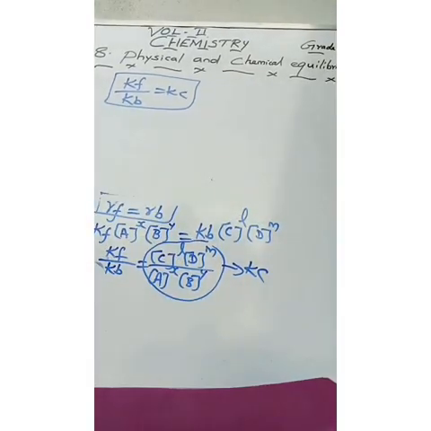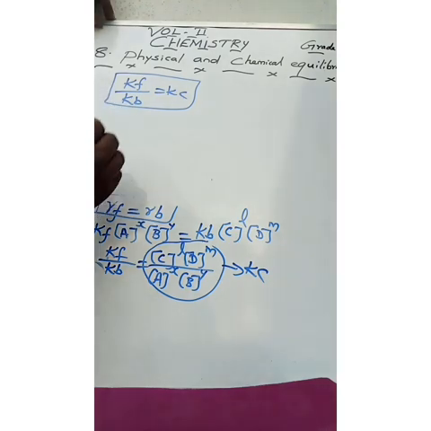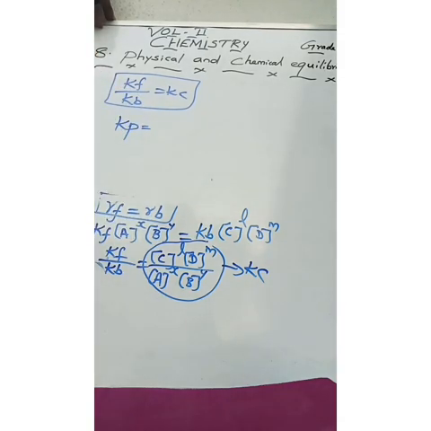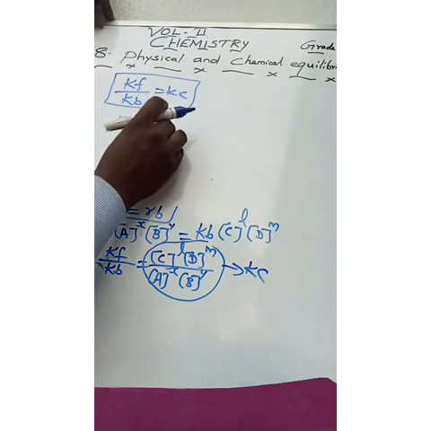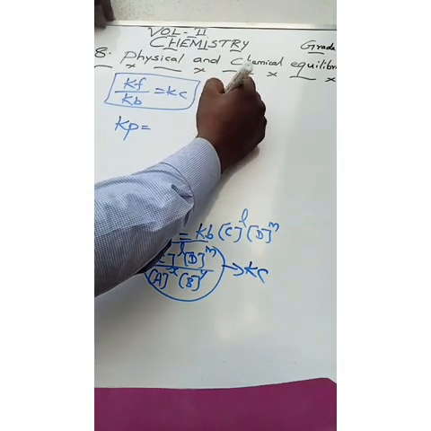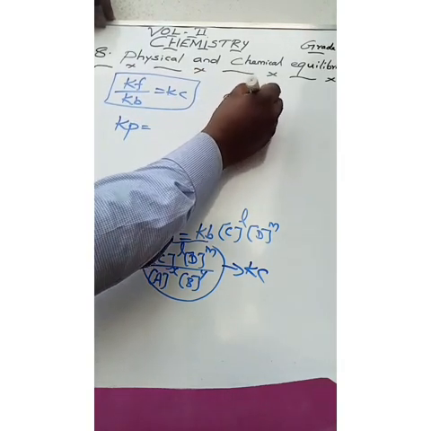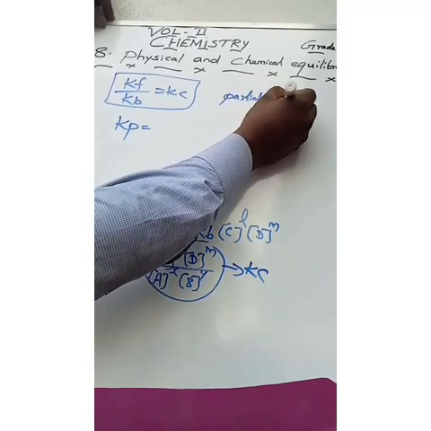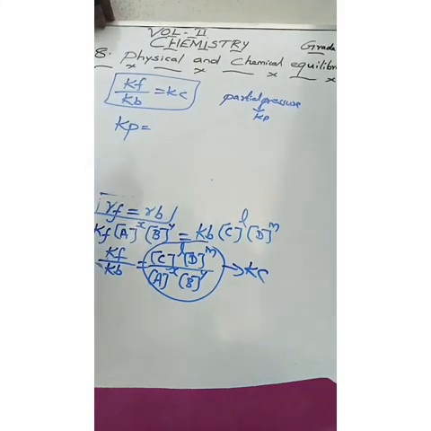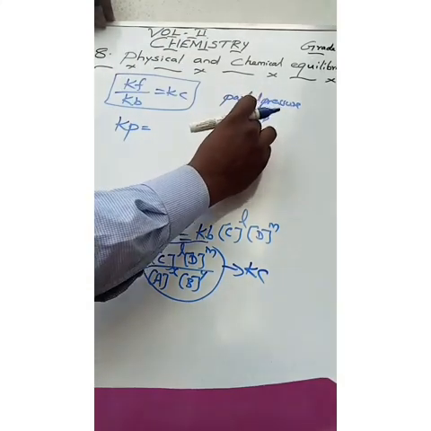Kc is in terms of concentration, that is, active mass. Like that, we can write the Kp also. What about Kp? If the reactants and the products of the above reaction are all in the gaseous phase, the equilibrium constant can be written in terms of partial pressure. Partial pressure means Kp. Kc is an equilibrium constant. Kp is in terms of partial pressure.